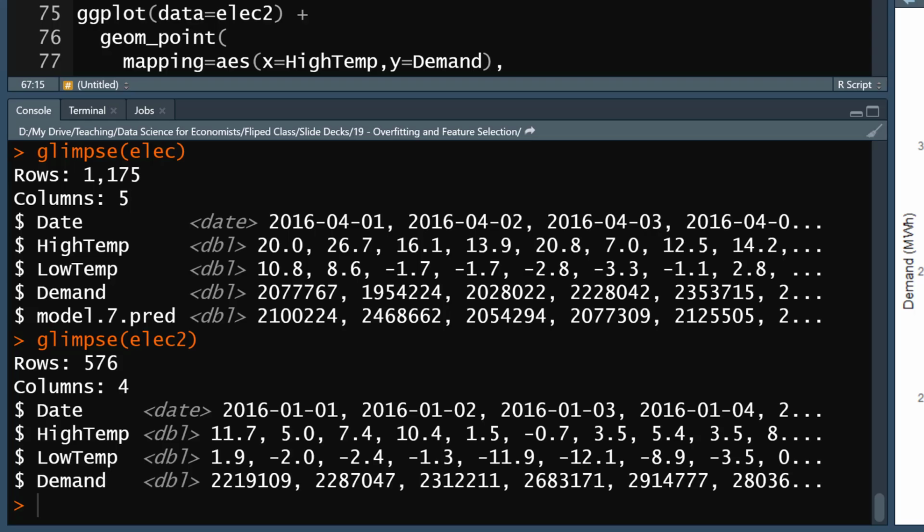Because I constructed these two data files, I can tell you that the original elect tibble contains data from April, May, June, July, August, and September, and the elect2 tibble contains data from January, February, March, November, and December. So let's take a look at how well that model with 7 polynomial terms predicts electricity demand in this new data set. How can we do that?